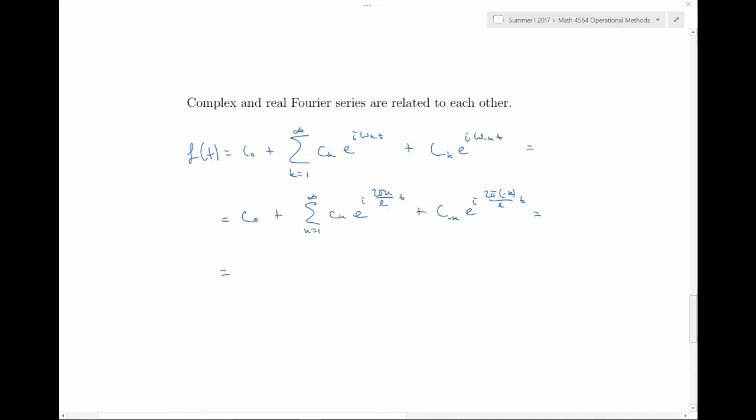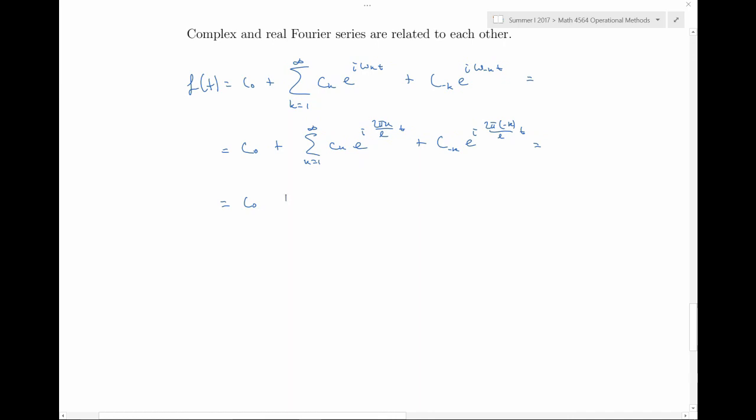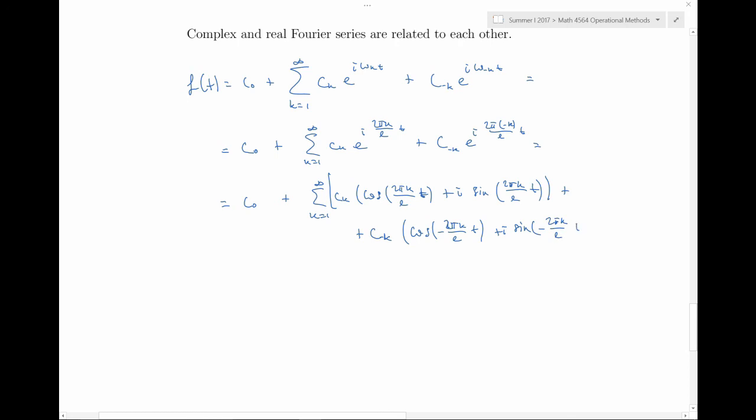If I use the earlier formula, then c naught stays c naught. ck will be multiplied by cosine of 2 pi k over L t plus i sine of 2 pi k over L t, plus c negative k multiplied by cosine of minus 2 pi k over L t plus i sine of minus 2 pi k over L t.